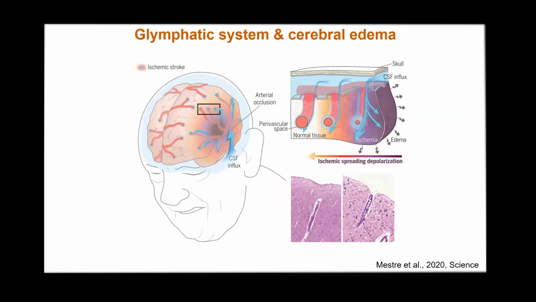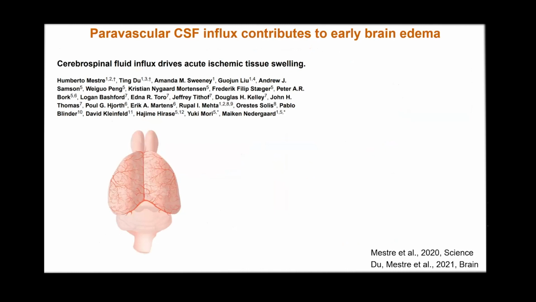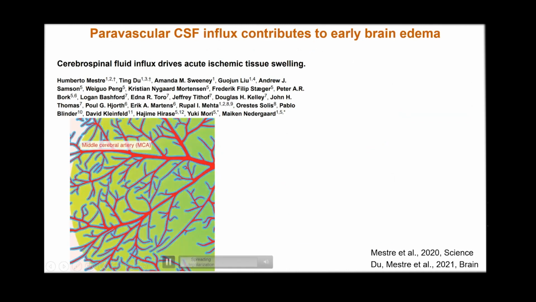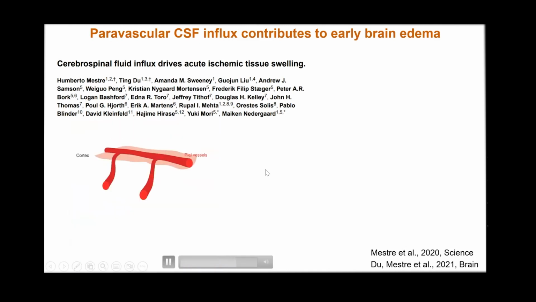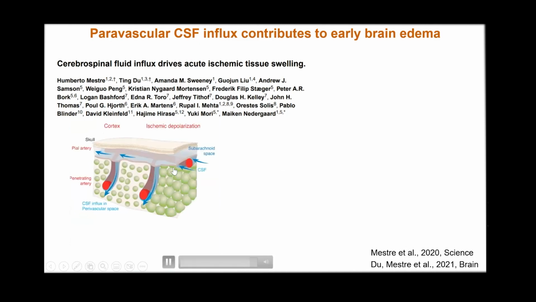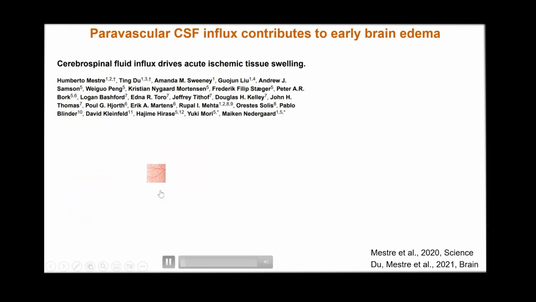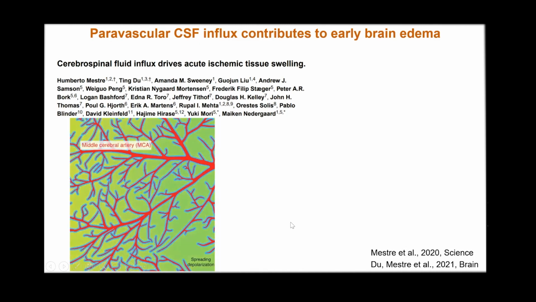This is another study which has investigated the role of the lymphatic system in early cerebral edema progression. Here they looked into acute ischemic stroke. In this schematic, you can see when you have a vascular occlusion, there is vasoconstriction, which results in an increase in the perivascular CSF volume. And this increase in the CSF along the perivascular spaces gets into the brain parenchyma, initiating this early brain swelling.